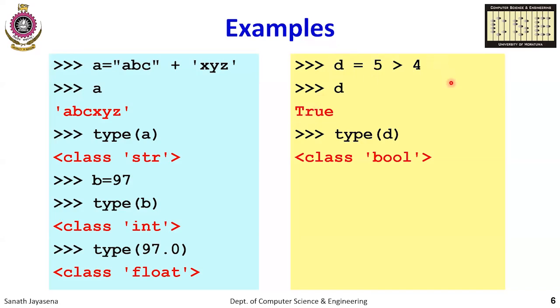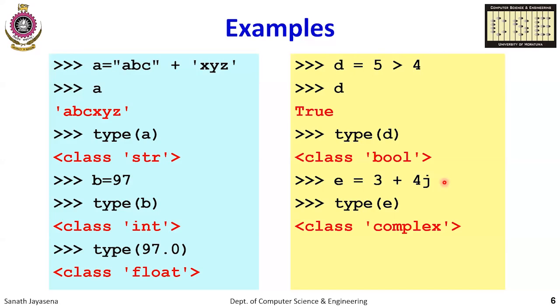And here's another example, E equals 3 plus 4J. What is that? So let's check. It didn't complain, it accepted. So when I say type E, it tells that it is a complex number. So this is how you represent complex numbers in Python. This is the real part, and this is the imaginary part.